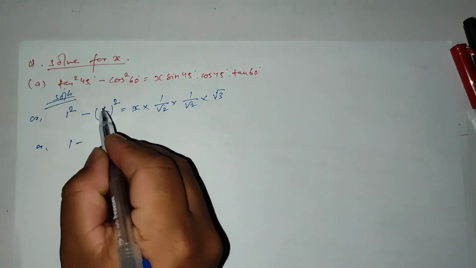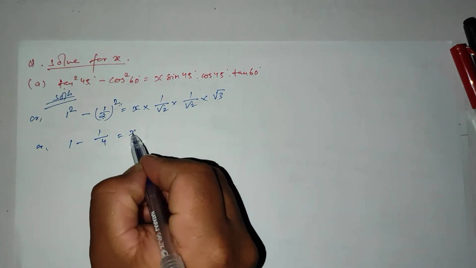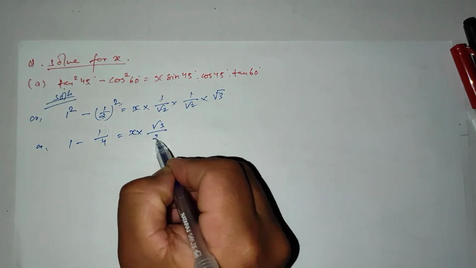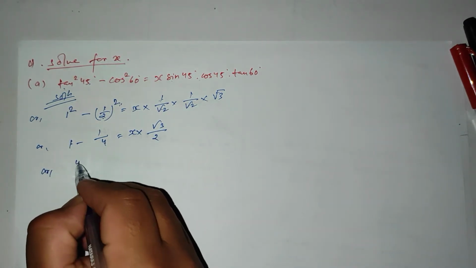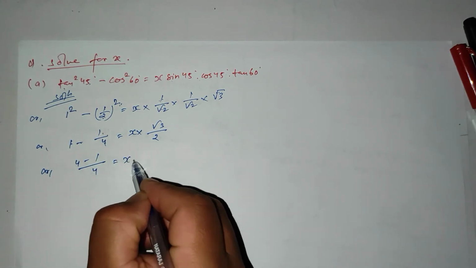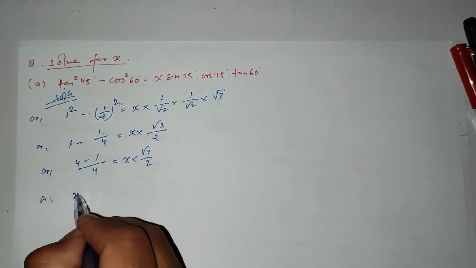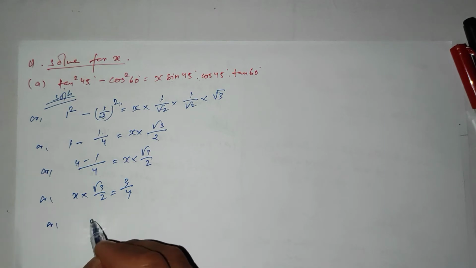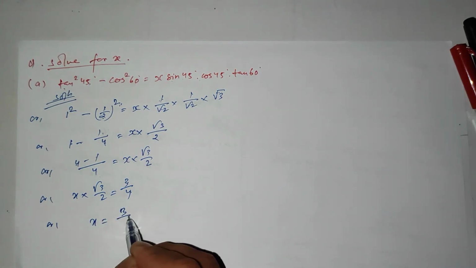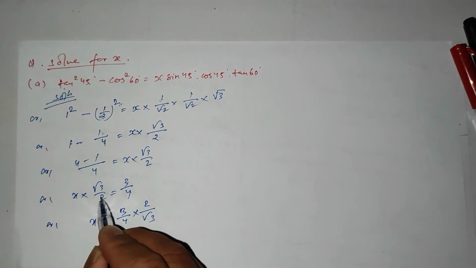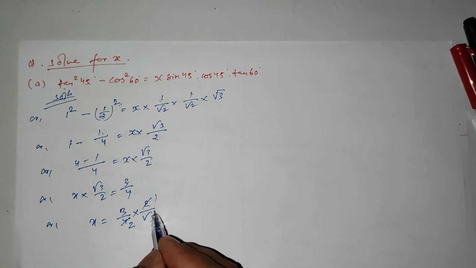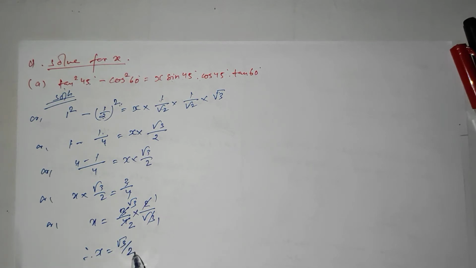1 minus 1 square is 1, 2 square is 4, equals x into 1 into 1 into root 3, root 2 into root 2 is 2. Take LCM: 4 ones are 4, minus 1 equals x into root 3 by 2. So x into root 3 by 2 equals 3 by 4, since 4 minus 1 is 3, divided by 4. So x equals 3 by 4 into 2 by root 3. 2 ones are 2, root 3 into root 3 is 3. Therefore, x equals root 3 by 2.